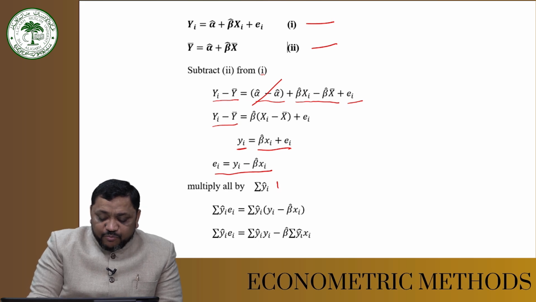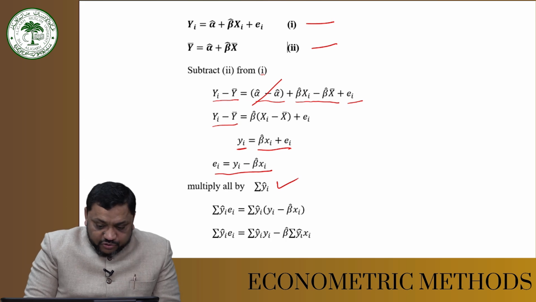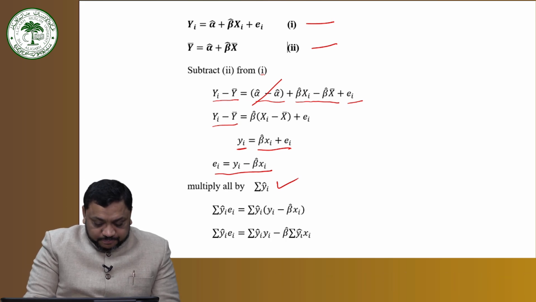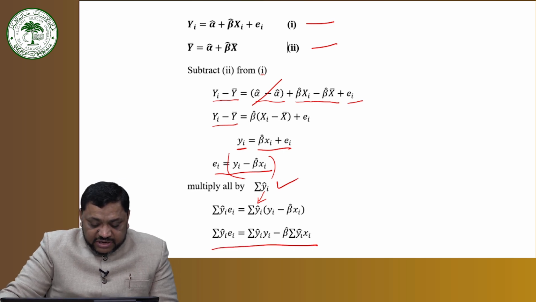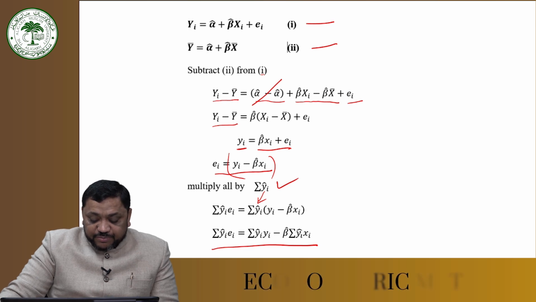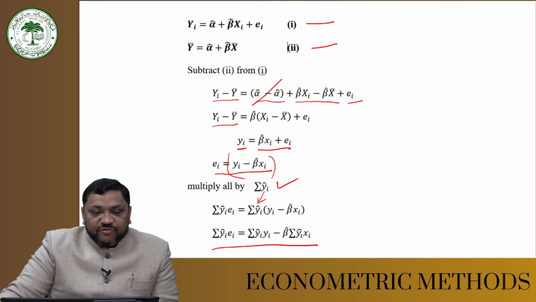We multiply both the right hand side and the left hand side by summation yi hat. So when we do that, summation yi hat ei is equal to summation yi hat multiplied by this term, yi minus beta hat xi. When we open the bracket, we get the last equation over here, that is summation y hat ei is equal to summation y hat yi minus beta hat summation y hat xi.